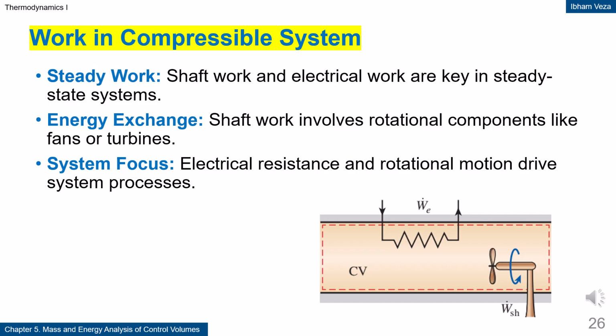Work in compressible system. In flow systems, work can appear in the form of shaft work and electrical work. Shaft work is usually associated with rotating components such as turbines and fans. Electrical work is related to heating elements or motors. All these forms of work must be included in the energy balance. This shows that energy interactions are not limited to heat only.